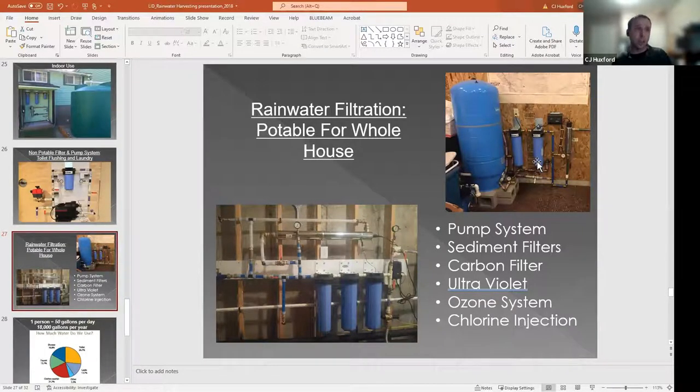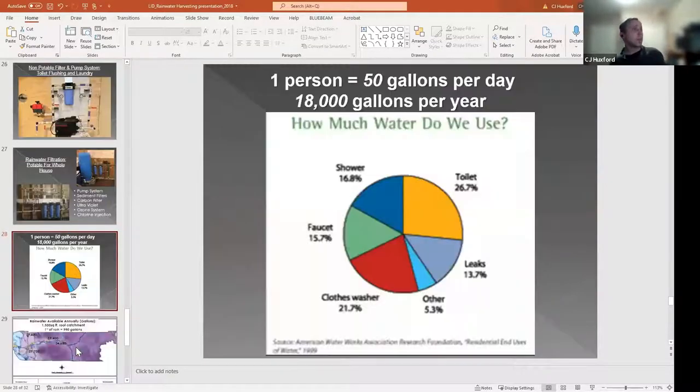You'd have additional sediment filtration, carbon, and then an ultraviolet light, which is very important for sterilizing the rainwater of bacteria and other things that would be present. But these components are the code requirements for making rainwater catchment for potable use. So sediment filtration, then your UV and such.